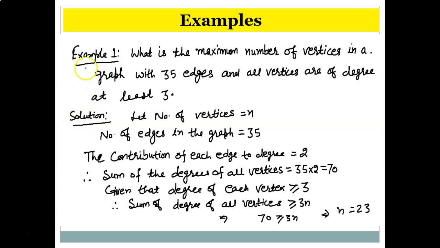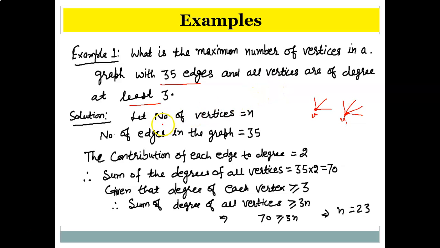Now let's do one example here, a very simple one. What is the maximum number of vertices in a graph with 35 edges, where all the vertices are of degree at least 3? That means the degree of each vertex is either 3 or it may be more than 3. So this is the situation. Here you are not given the number of vertices, you are given the number of edges, because the graph consists of 35 edges. You have to find the approximate number of vertices.